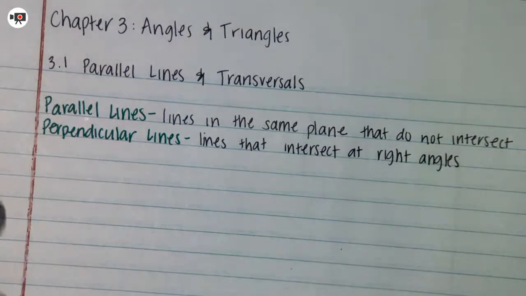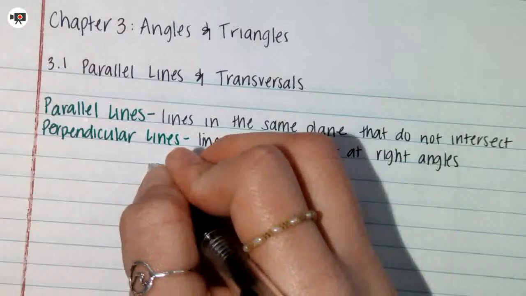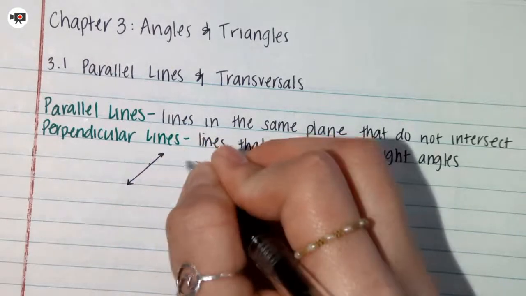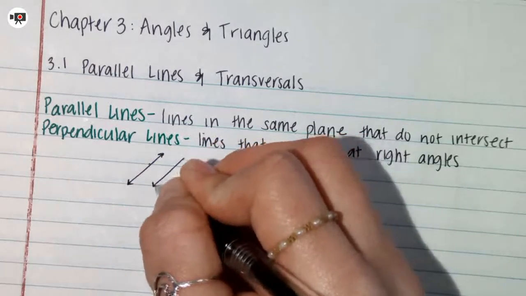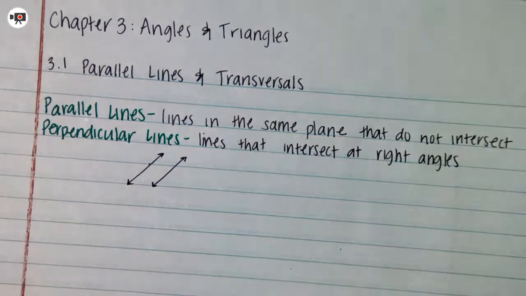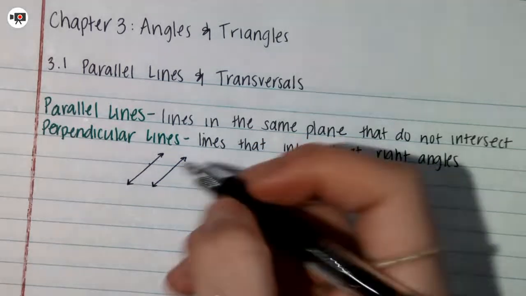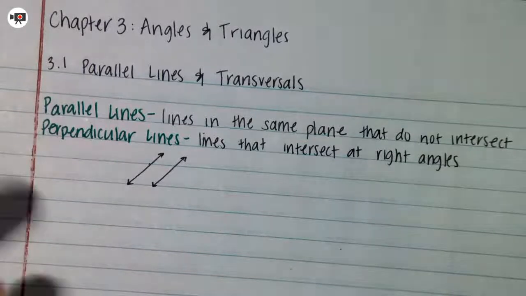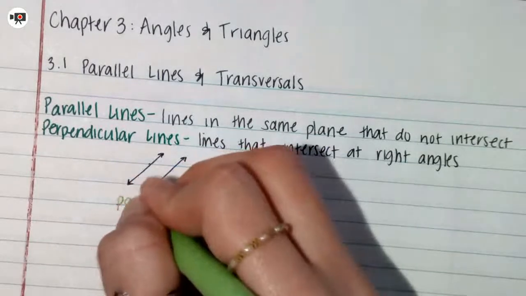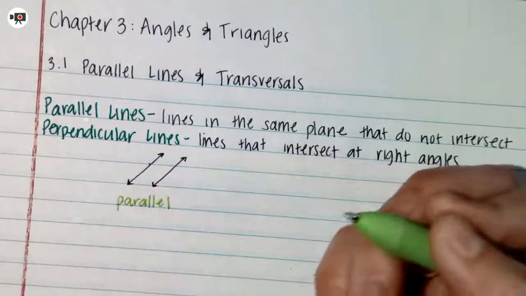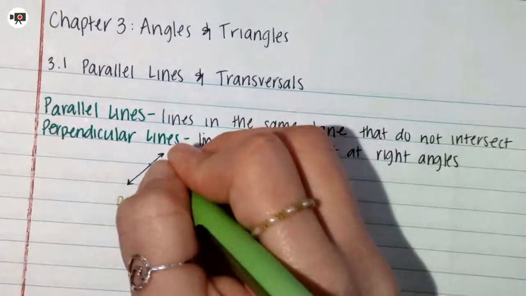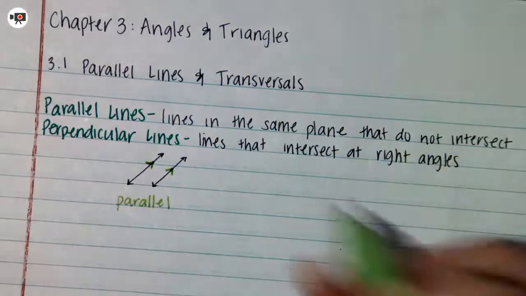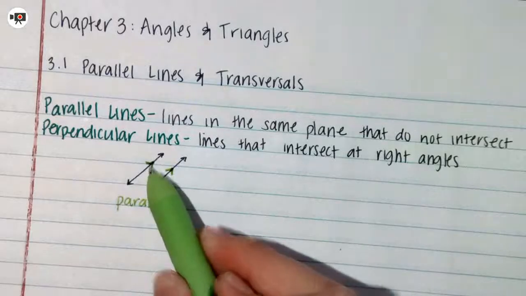So a picture of this, if I had two lines that go like that. They do not touch, they will not ever touch, and these are parallel. And we can mark that they are parallel by putting little arrows on them. And that shows one arrow is parallel to one arrow.